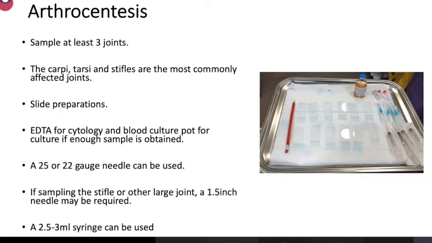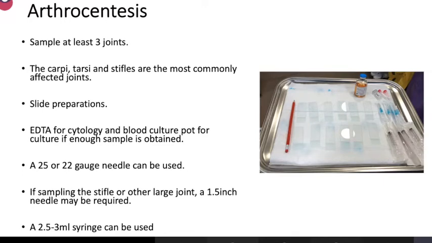So arthrocentesis also is an important step in your diagnosis of polyarthritis, and I tend to recommend sampling at least 3 joints. Carpi, tarsi and stifles are the most commonly affected joints, and often you'll only get enough joint fluid to create slide preparations, which is fine. I think it's always useful if you can get a little bit more to put some in a blood culture pot as well, to try and exclude septic arthritis, and also to put some in an EDTA pot for cytology. But equally, if you have only slides, that is usually very adequate.